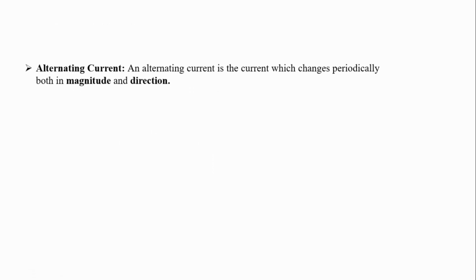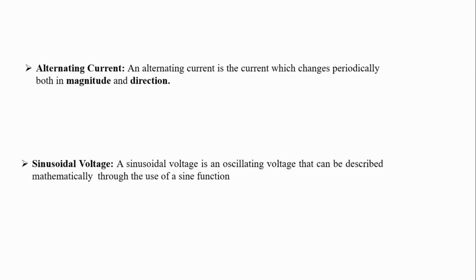In the previous modules, we have seen circuits and networks in which the current remains constant, that is a direct current system or DC. But in this module, we are going to deal with AC. AC is nothing but alternating current, which is the current that changes periodically both in magnitude and direction. Then what is sinusoidal voltage? A sinusoidal voltage is an oscillating voltage that can be described mathematically through the use of a sine function.